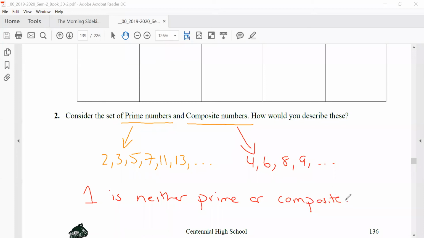Okay, so what do these two sets have to do with each other? How would I describe them? In set theory, I would describe them as disjoint. They have nothing to do with each other. Okay, if I was to draw a picture, it would look like this. There's my primes, there's my composites. They have nothing to do with each other.